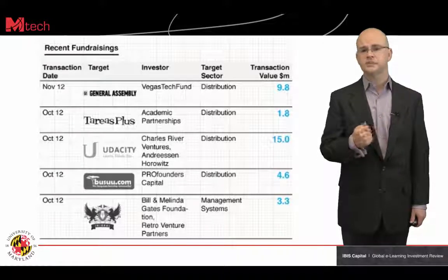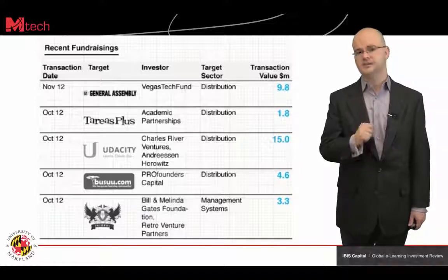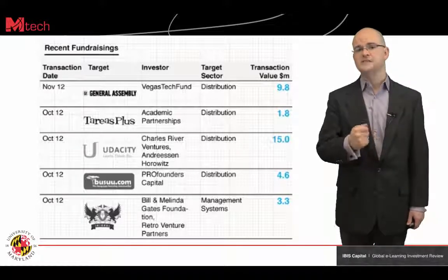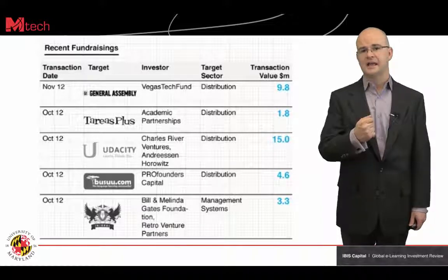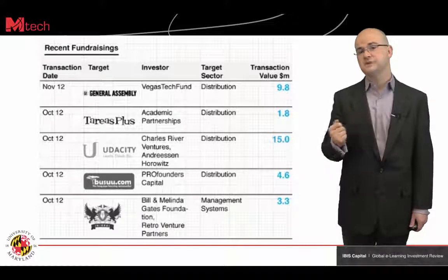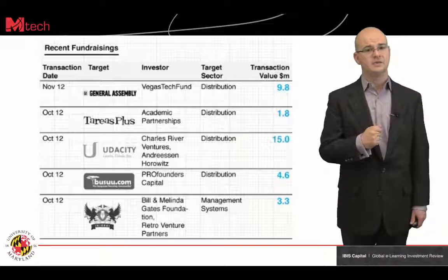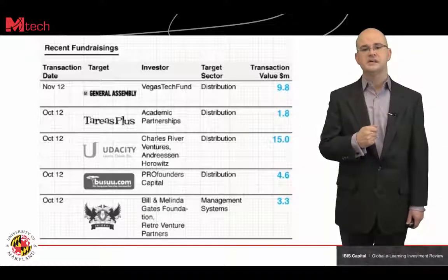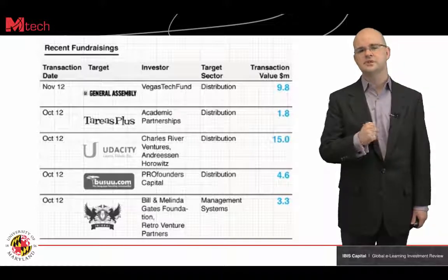What we can see here is a little bit of a survey, a little bit of a snapshot of the target. So these are the companies that raise money. We can see the investors, and we can see some pretty notable investors here that vary from some notable VCs like Andreessen Horowitz, as well as some foundations like the Bill and Melinda Gates Foundation that are putting money into this space. We can see the target sectors, largely distribution, and we can see transaction values. So a few million here, 10 or 15 million there.